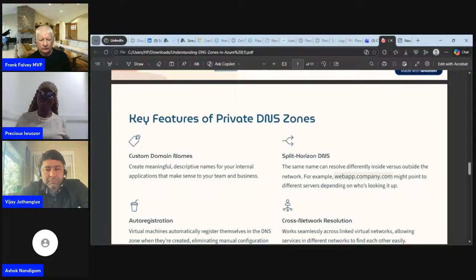It also offers split horizon DNS. The same DNS can resolve differently inside versus outside the network. For example, webapp.company.com might point to different servers depending on who is looking it up. The request might come from an internal or external source.